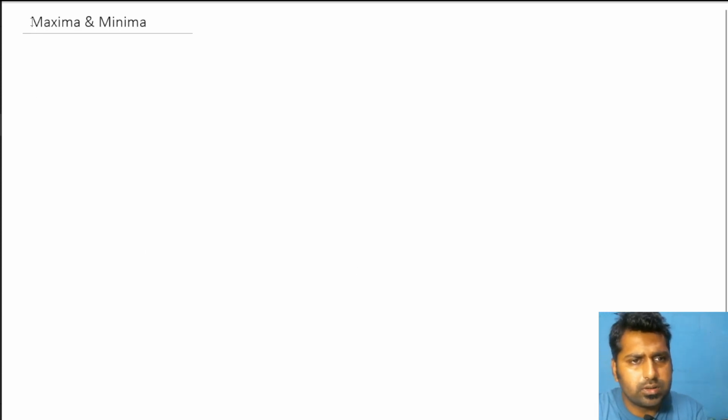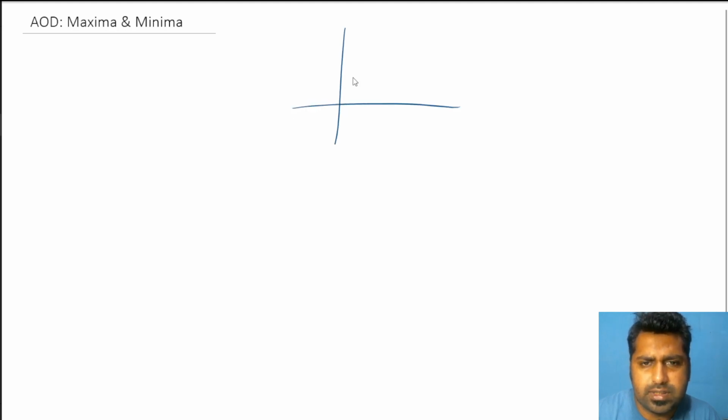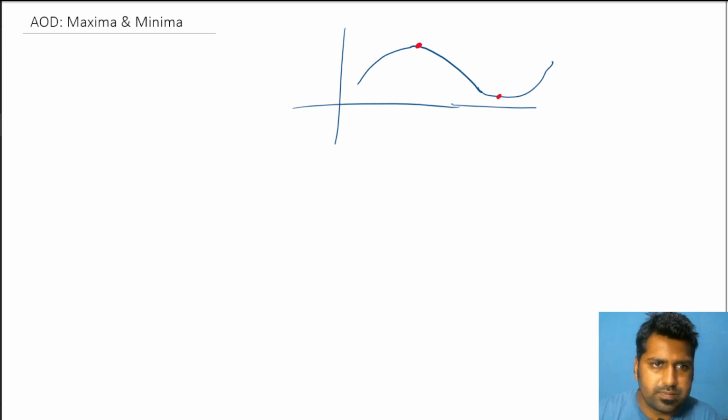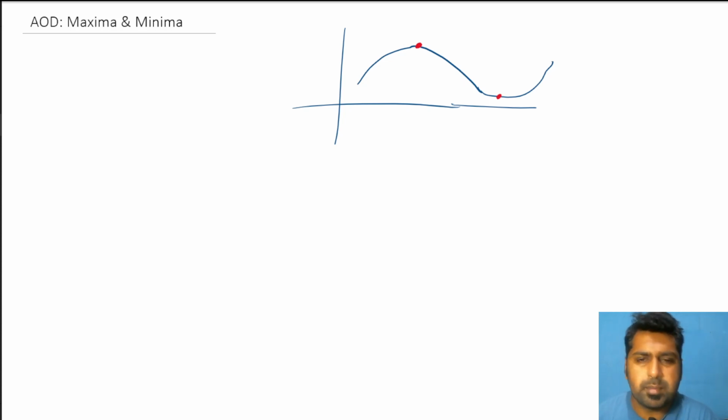In this lecture we'll continue with the topic of AOD, another application, Maxima Minima. See, a curve can be like this. We talked about how it can be increasing, then decreasing, or the other way around. It can be decreasing and then further again increasing. So this point here creates a local maxima. This point here creates a minima point. Now we need to know at which point something will be maximum or minimum. What are the conditions for it?